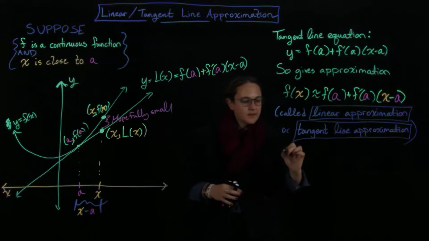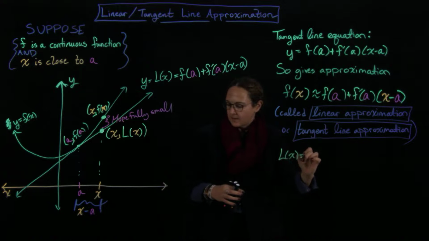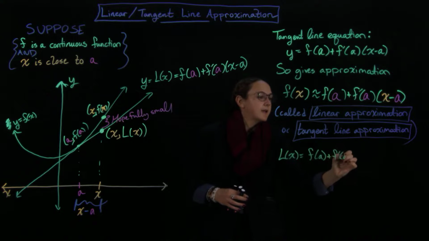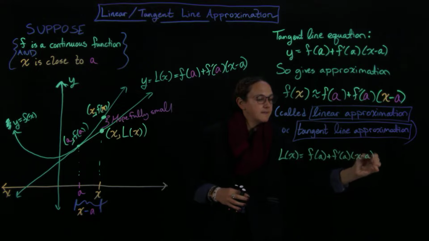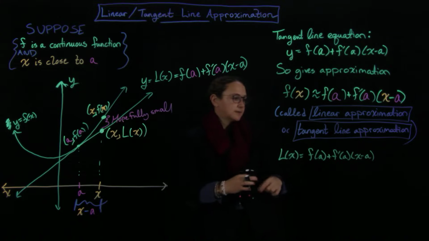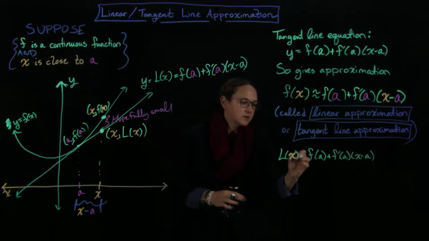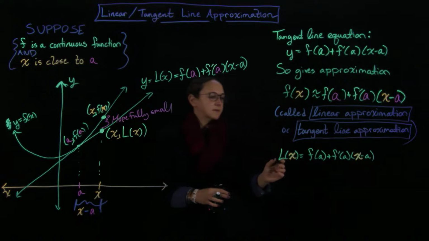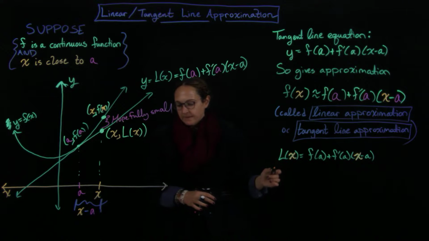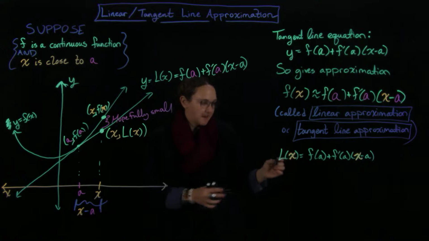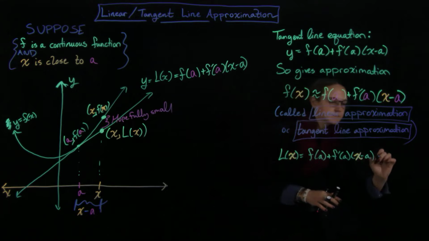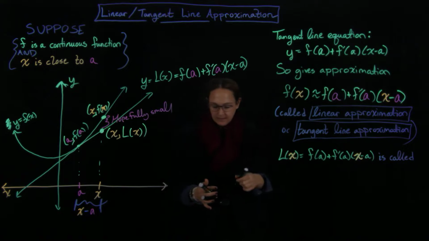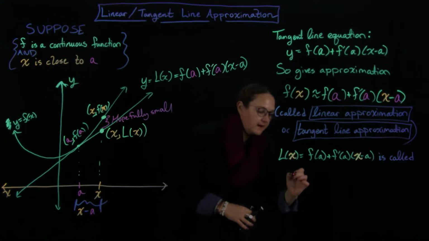And then we have this other formula. L of x equals f of a plus f prime of a times x minus a, right? This is a function. This is the function L of x, and x is the variable that's inputted. This would be the linearization of f at a. It depends on a, and that's a key point. So this is called the linearization of f at a.